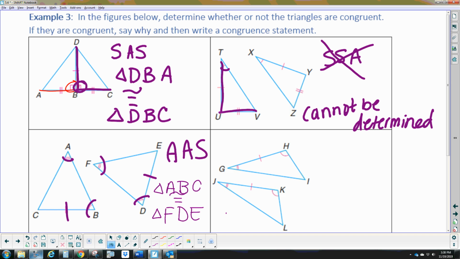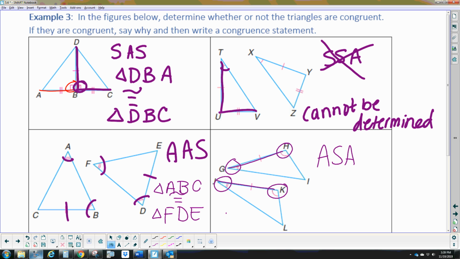All right, and then our last example, we have an angle, an included side, and an angle. And then in our second triangle, an angle, an included side, and another angle. So here we're using the angle side angle postulate.